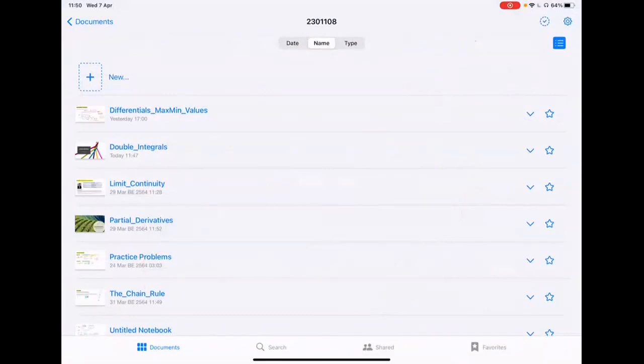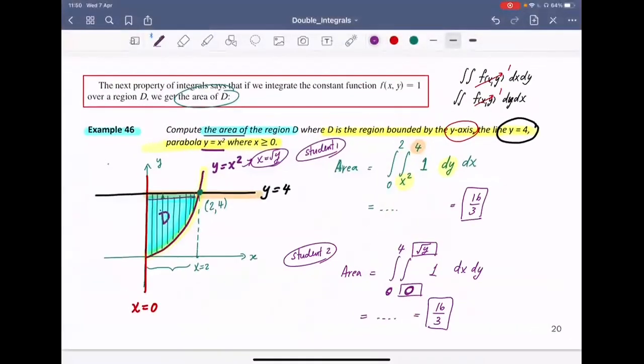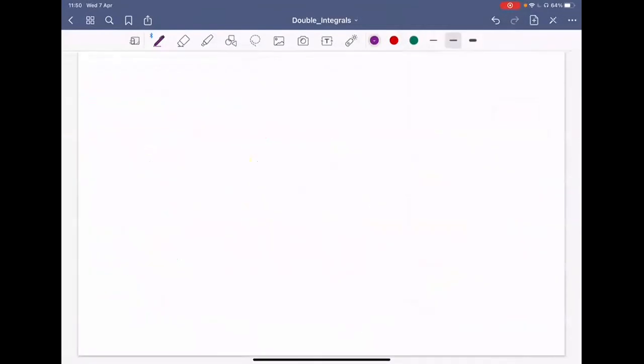Oh, you can ask me something, Shruti. You have a question? Yes, actually, I just wanted to know, very quickly, why did you use one in the integration? Okay. The reason why I used one in the integration is that integrating 1 dA is equal to the area.